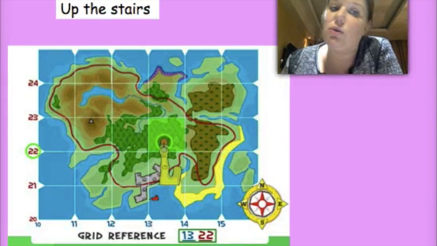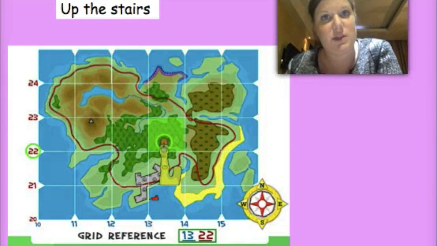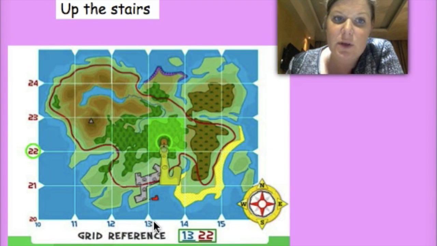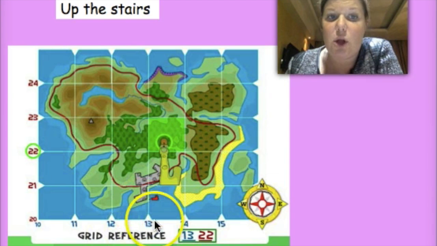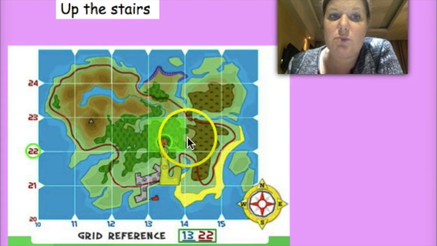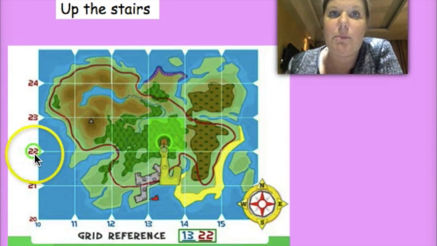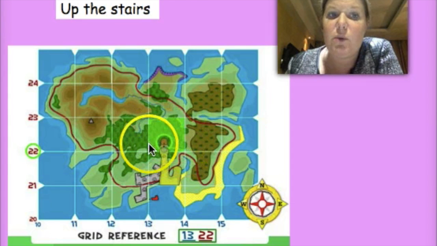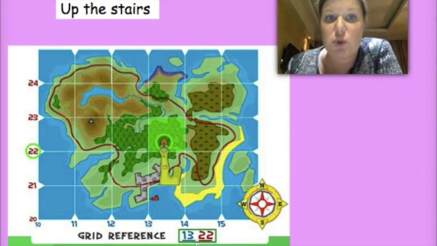Okay, so now that we've gone along the corridor, it's time for us to go up the stairs. So we've gone along the corridor to the bottom left-hand corner of the box, which is 13. Now we're going up the stairs. So we're going back to this green box, so let's just double check. Along the corridor to 13, up the stairs takes us to this box here, and we're looking at the number at the bottom of the box, the bottom of the square, which is 22. So our grid reference is 1322.